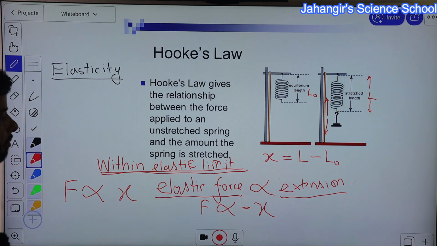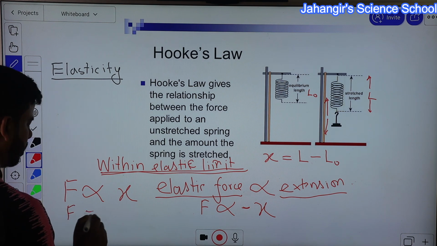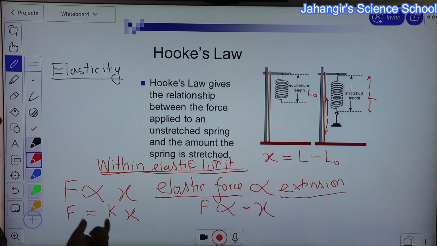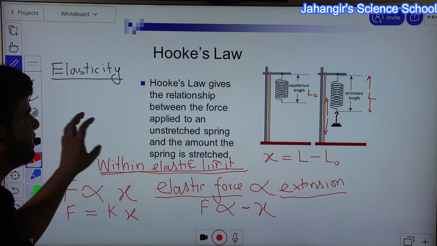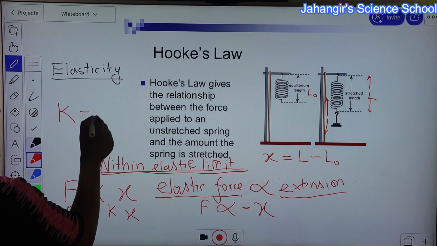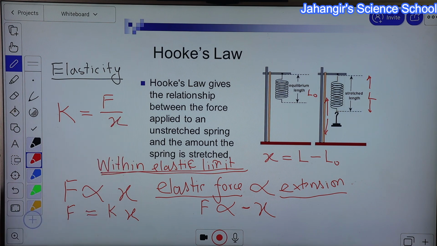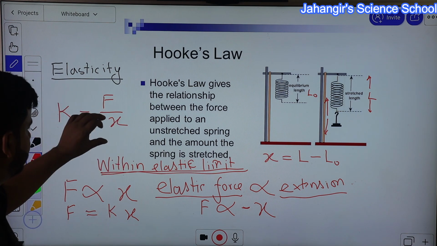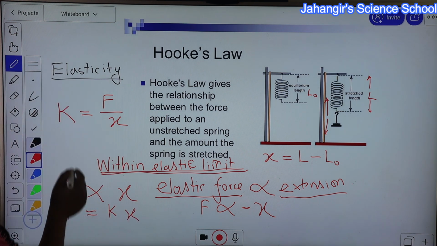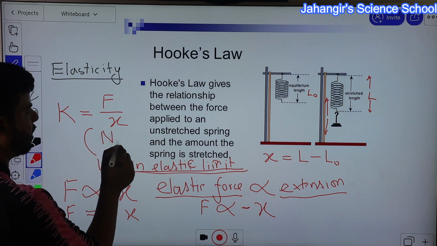If we replace the proportional sign by an equal sign, there is a constant. This constant is known as spring constant or stiffness. So K means force per unit extension. The amount of elastic force acting on the elastic body per unit extension is called stiffness or spring constant. The unit is Newton per meter.